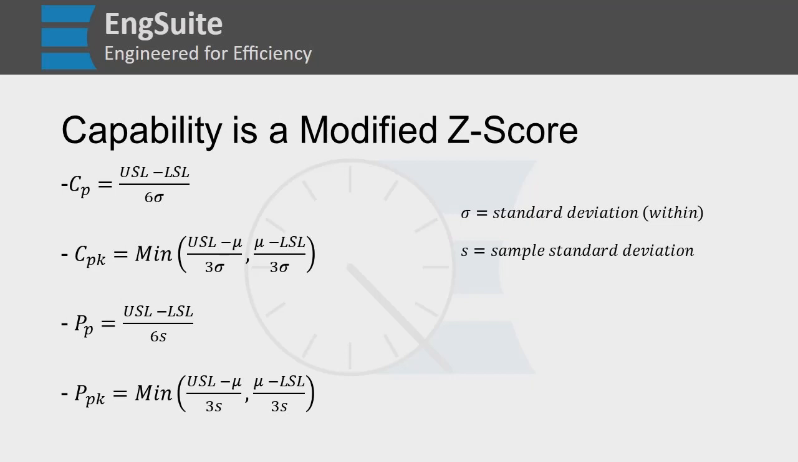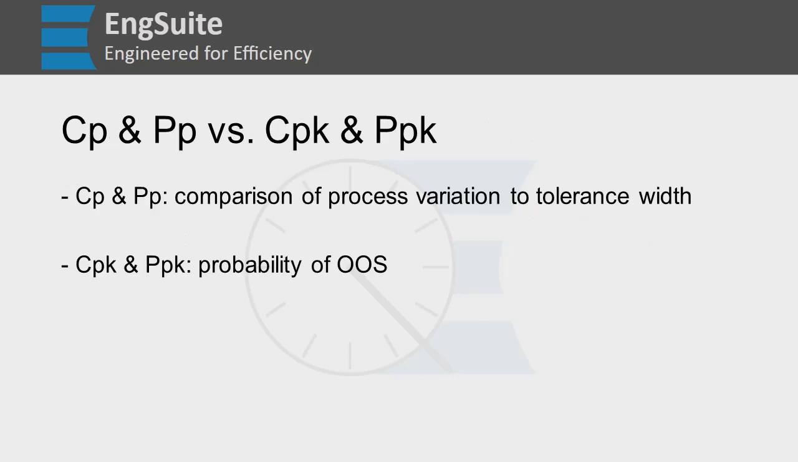So what's the difference between Cp and Pp and Cpk and Ppk? Well, Cp and Pp are just a comparison of process variation to tolerance width. So it doesn't care where your values are located. It's not really calculating the probability of a failing value. All it says is your process variation compared to your tolerance. So a very high value means that your tolerance width is a lot bigger than your variation.